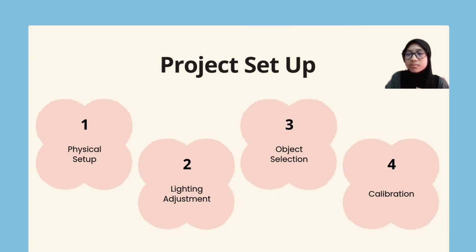The next one is object selection, where we choose a brightly colored ball so that it can create a high contrast against the background itself. This makes it easier for the system to identify and follow the object.